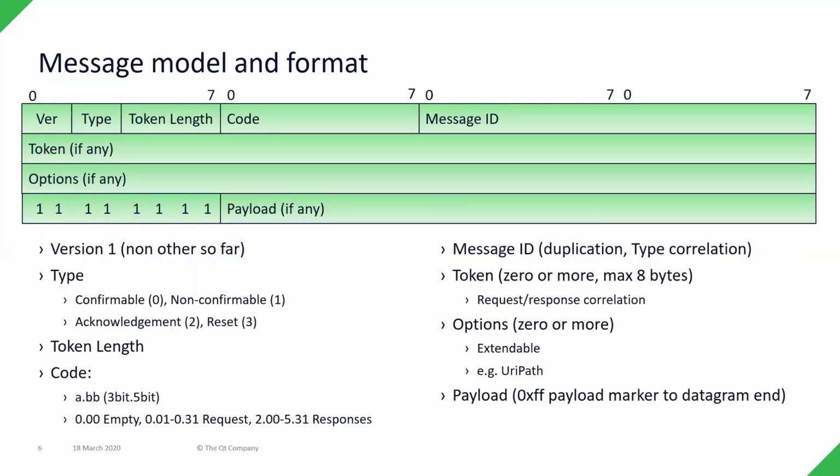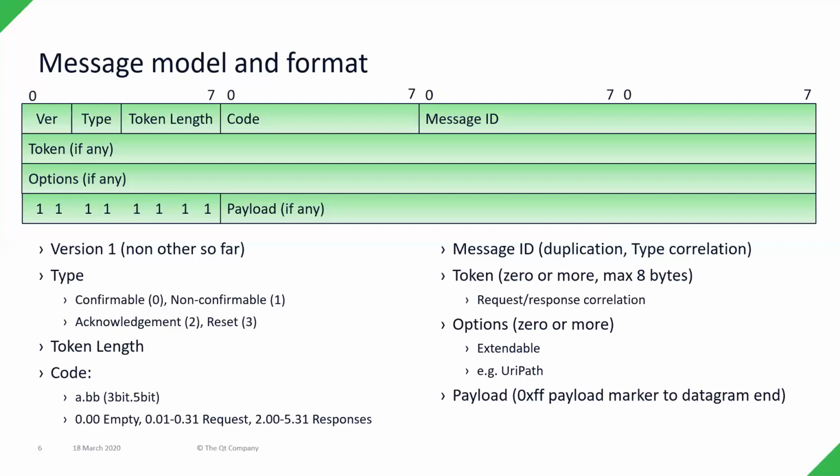The token length is just an indicator of a token in the second line, a bit more about it in a few seconds. Then the code defines what it is that I'm requesting. That's essentially the message type, what it is that we want. It's usually defined as a 3-bit, 5-bit pair. The first 3 bits tell you what type of request it is and or what type of response it is, and the second 5 bits give you a bit more detail on that.